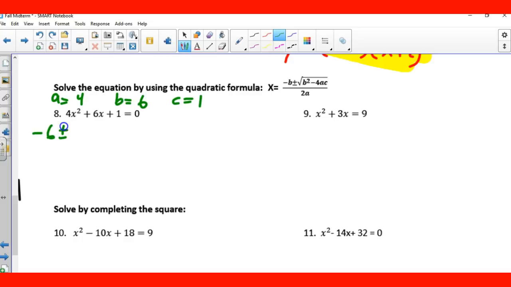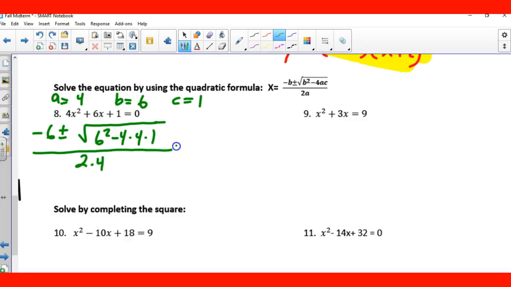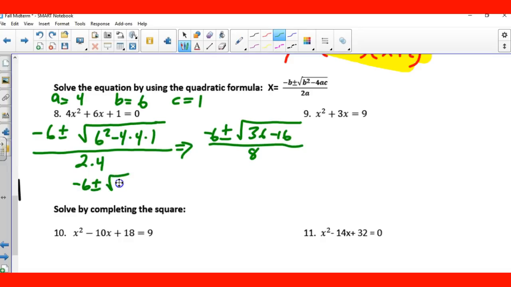Negative 6 plus or minus the square root of 6 squared minus 4 times 4, that's a, times c, which is 1, all over 2 times a. So now I have negative 6 on the outside, plus or minus the square root of 6 squared, which is 36, and then negative 4 times 4 is negative 16, times 1. So I have 36 minus 16 all over 8. 36 minus 16 is 20, so I have negative 6 plus or minus the square root of 20 all over 8. And now when you look right here at the square root of 20, remember you have to factor this.